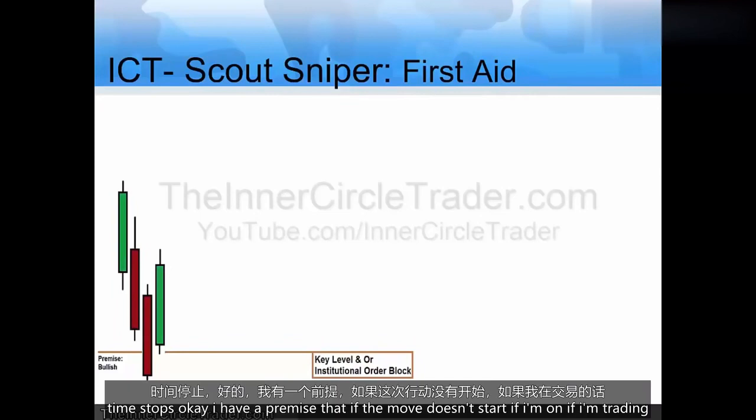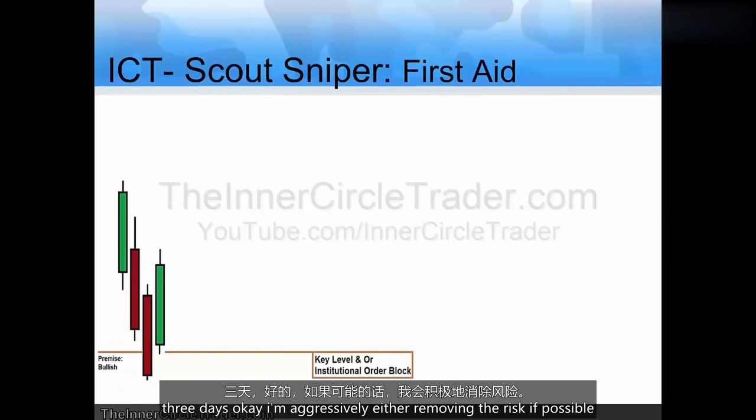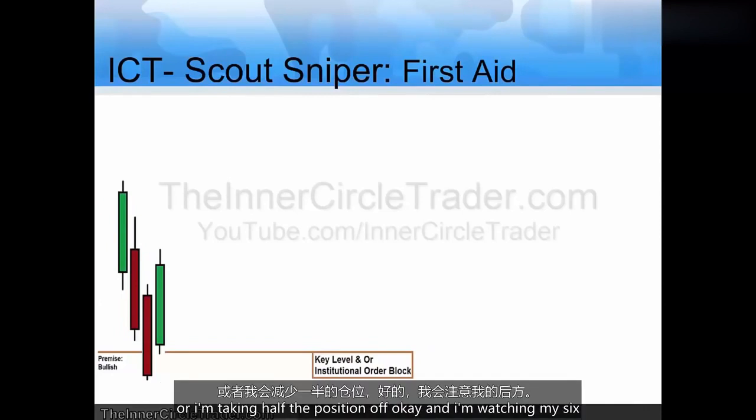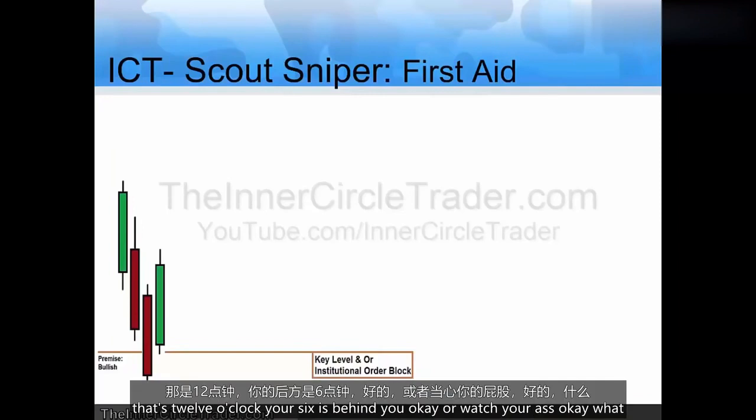Time stops. I have a premise that if I'm trading off of a daily time frame, and the move really doesn't start to move in my favor after 3 days, I'm aggressively either removing the risk if possible, or I'm taking half the position off, and I'm watching my six. The military has an expression that wherever you're pointing your rifle or a firearm in front of you, that's 12 o'clock. Your six is behind you, or watch your back.